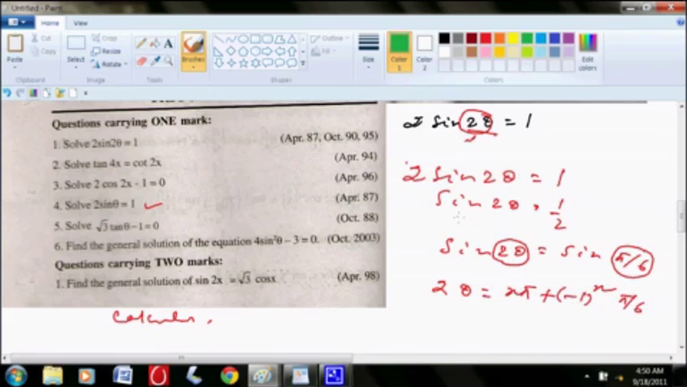Or in other words, you can make out your own formula, thinking of this as sine of beta equals sine of gamma. Sine beta is sine gamma, so beta is so much, where you can take beta as 2 theta. Now due to that, theta is n pi plus minus 1 to the power n into pi by 6, whole divided by 2.